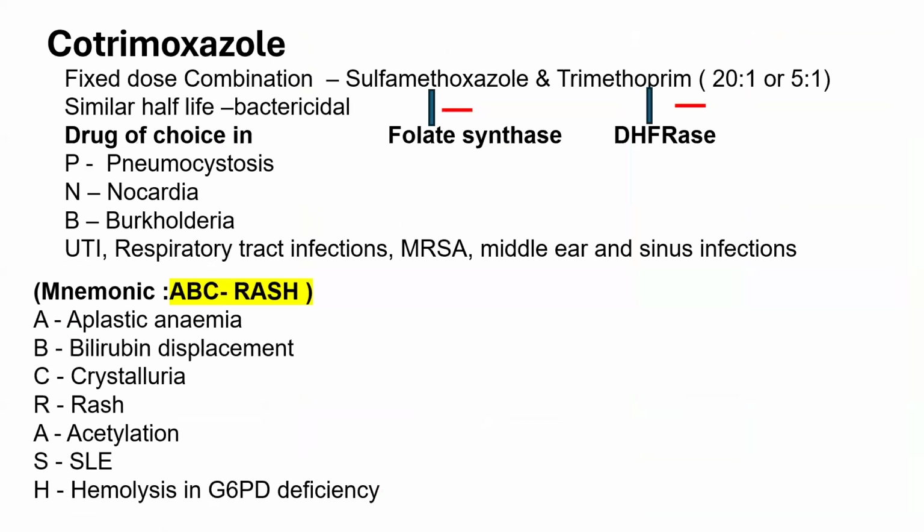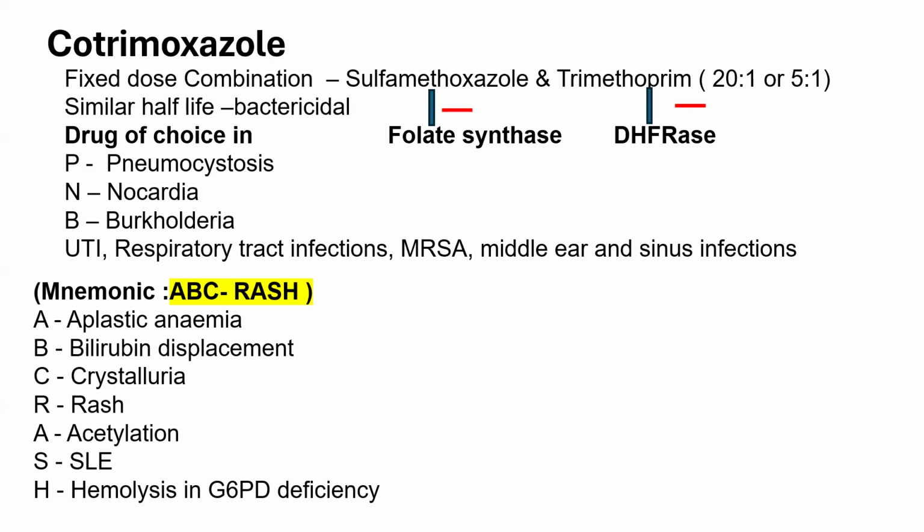So coming to the first drug, actually it is a common short answer. Usually they ask cotrimoxazole. We know cotrimoxazole is a fixed dose combination of two drugs, sulfamethoxazole and trimethoprim. So always you have to write the ratio. So remember T for 1. Trimethoprim is in the ratio of 1 and sulfamethoxazole in a ratio of 20, 20:1 or 5:1 is the ratio of the fixed dose combination. Sulfamethoxazole acts by inhibiting folate synthase, trimethoprim by inhibiting dihydrofolate reductase. So this is the FDC of cotrimoxazole.